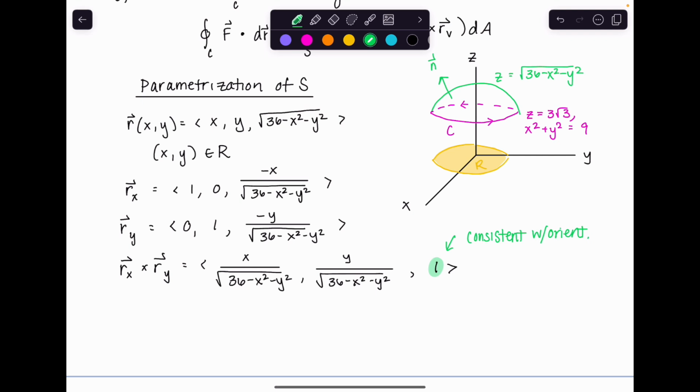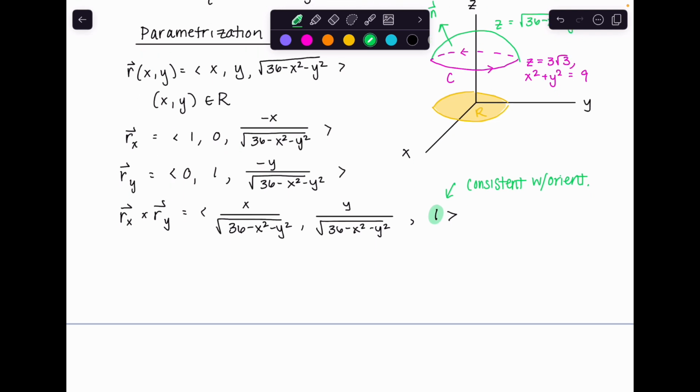Okay. So what I need to do now is I need to find the curl of my vector field because it's going to be dot product with this very soon. So looking at the curl of F, I got to put my ijk, and then I got to put my partials, and then I put my vector field in the bottom, which just as a refresher is y minus z, z minus x, and then x minus y.